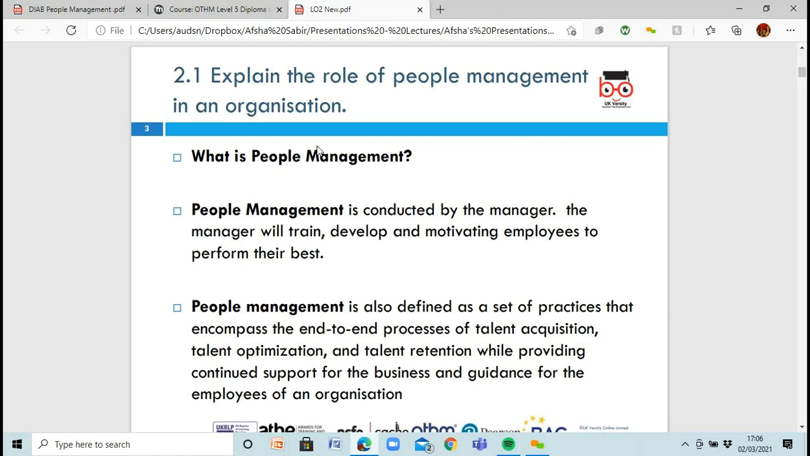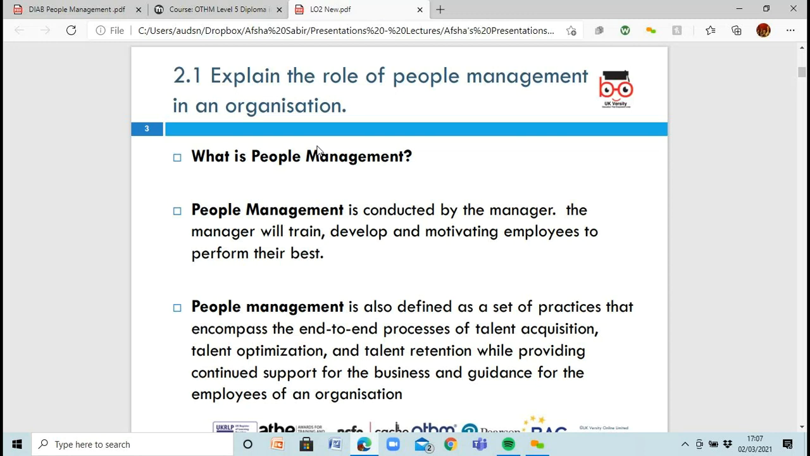Now, this is something that is actually conducted by the manager. So the managers will actually work towards, they'll address any issues, they'll look at where somebody might need training, they might want to develop somebody's skills, they might even want to just motivate someone so that they're working a little bit better or working towards their best. So when we say people management, that's what we mean.